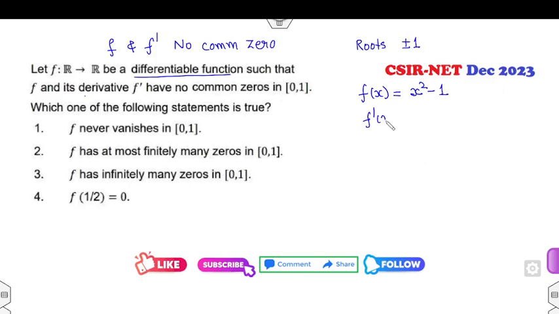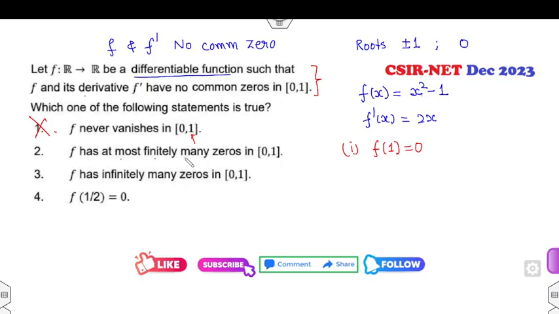What is the derivative of this function? It is 2x. What is the root of the derivative? 0. There is no common root between them. It satisfies my requirement. Option: f never vanishes in 0 comma 1. That's wrong, because f of 1 is 0 and 1 also belongs to this interval.